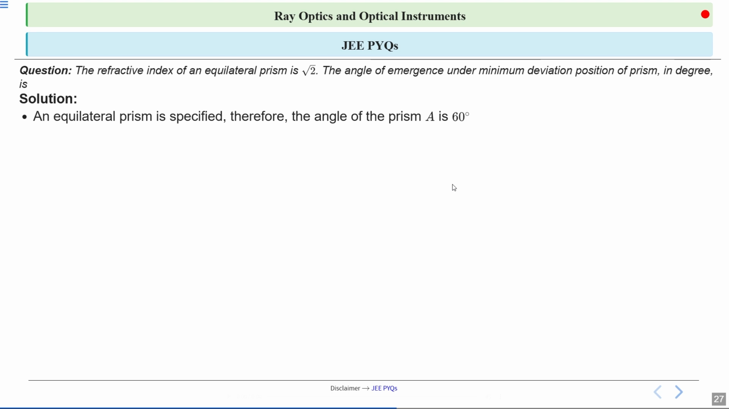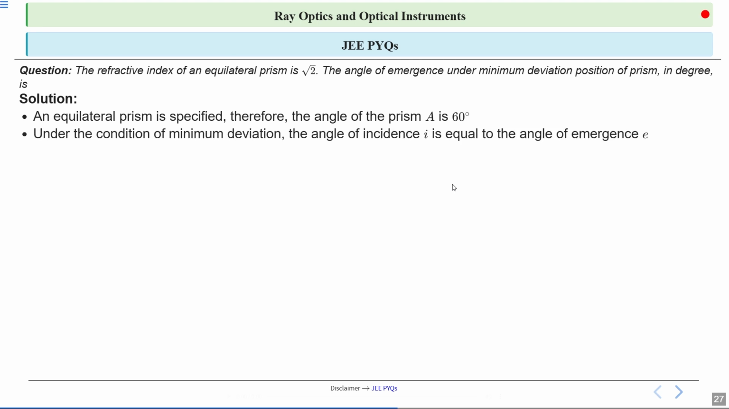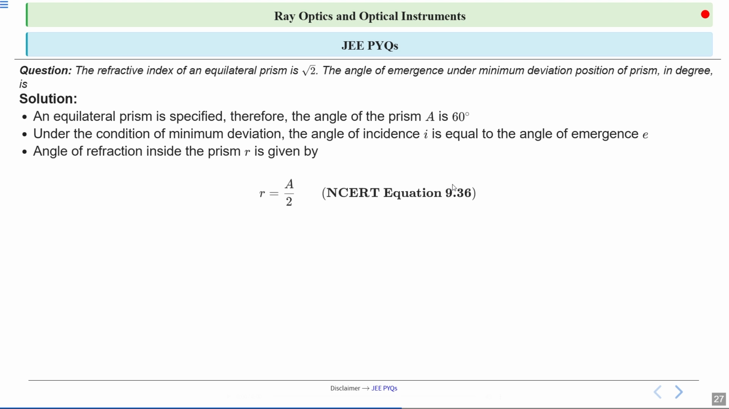This is crucial because the angle of prism affects how light is refracted inside it. Under the minimum deviation condition, the angle of incidence equals the angle of emergence. This is a special scenario where the light path through the prism is symmetrical. Next, we need to determine the angle of refraction inside the prism, which is denoted by R. So according to NCERT question 9.36, the angle of refraction is half the angle of prism. Okay, in which condition? Under the condition of minimum deviation, minimum deviation angle.